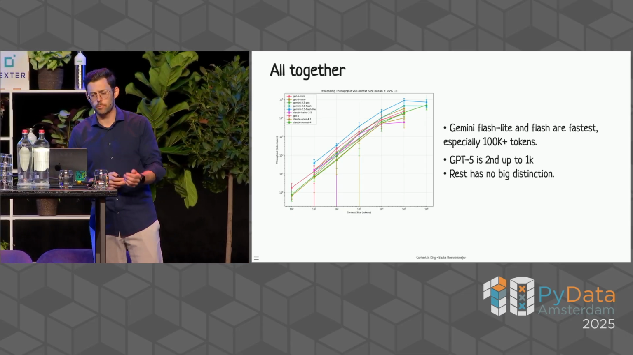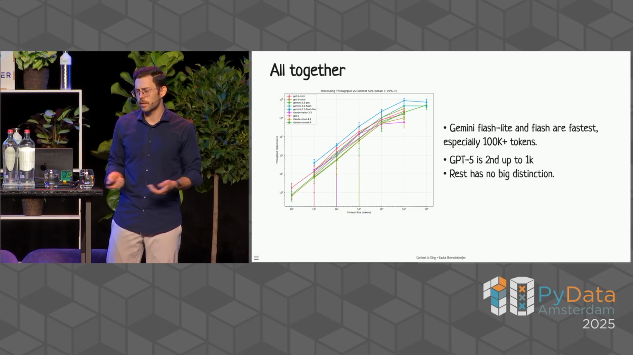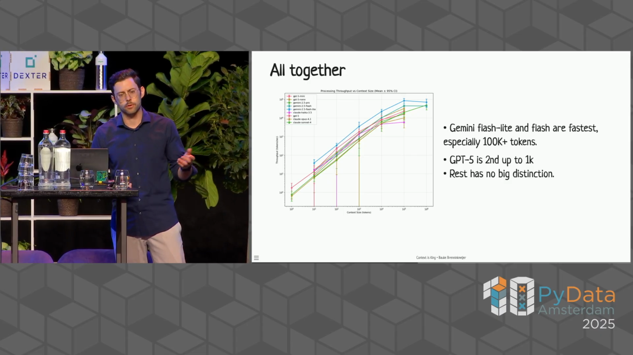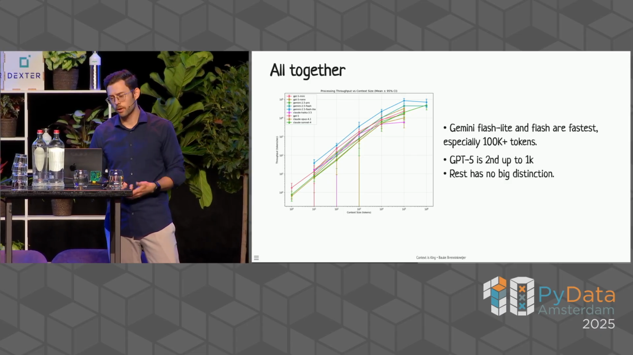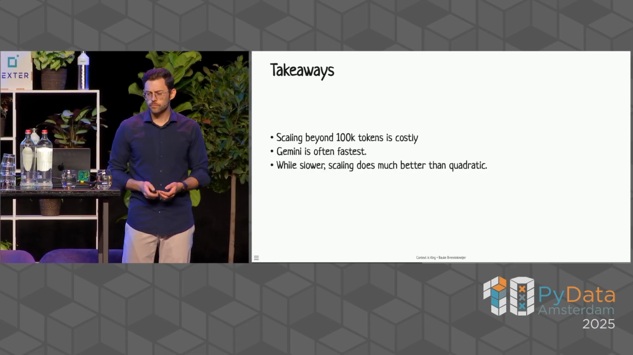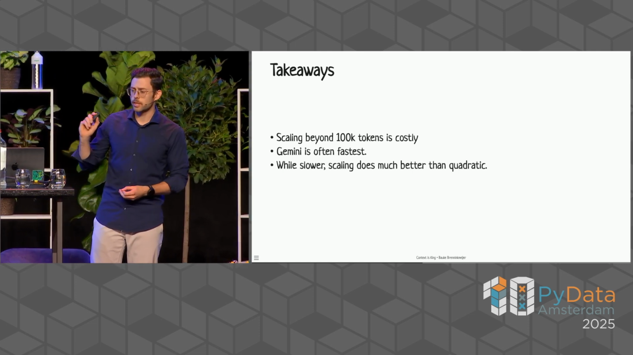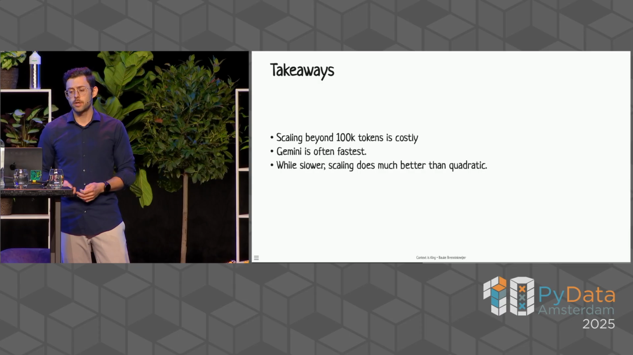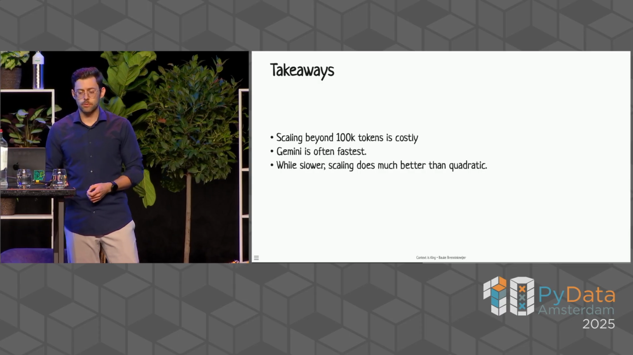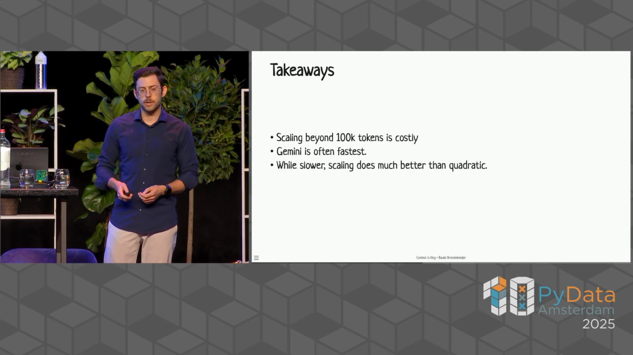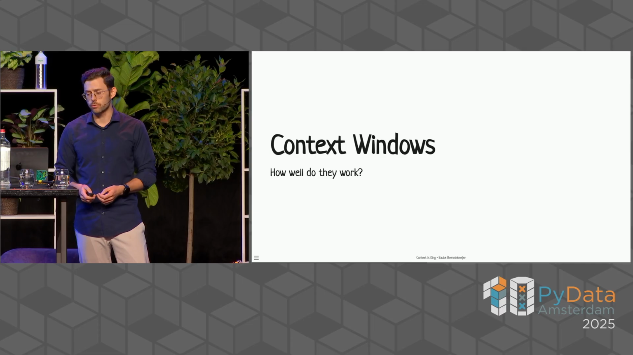GPT-5 does well up to 1K, which is not that much. Maybe they just have good servers and higher bandwidth. I don't know. So takeaways from this: scaling beyond 100,000 tokens is quite costly in time. Gemini is often fastest, and while slower, scaling does much better than quadratic, which is very good.